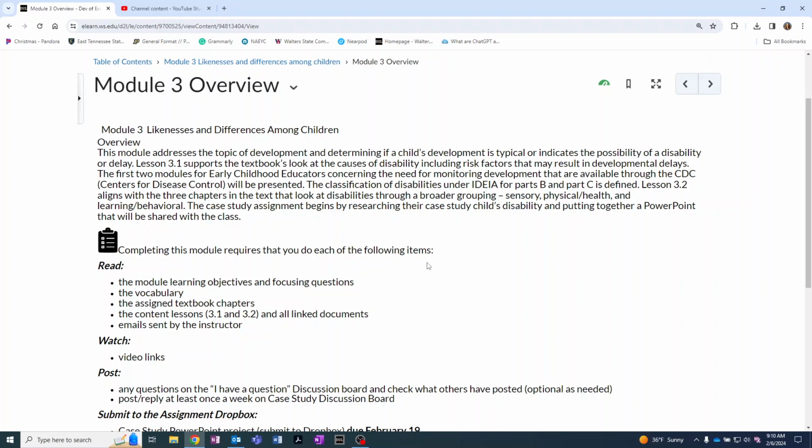So this first case study assignment that you're going to be doing is going to be researching the disability or need of your special education child, your case study child. You're going to have to research that disability and put together a PowerPoint presentation that will be shared with the class. Now, obviously, you will have to include research.